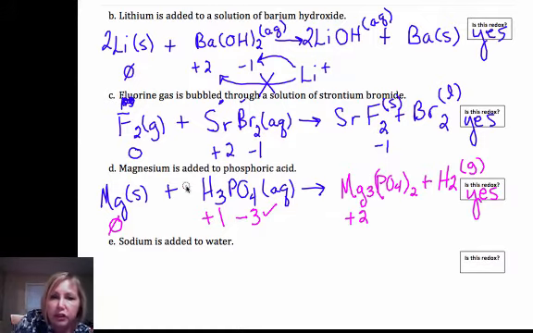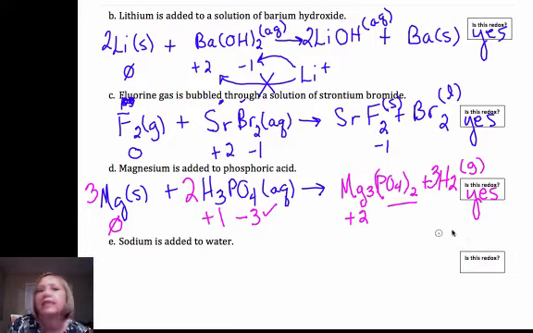This one's slightly trickier to balance. I've got 2 phosphates on this side, so I'm going to put a 2 there. 3 magnesiums, I'm going to put a 3 here, and that's going to leave me, I think, with 3 hydrogen gas. So let me know if I've made a mistake there.